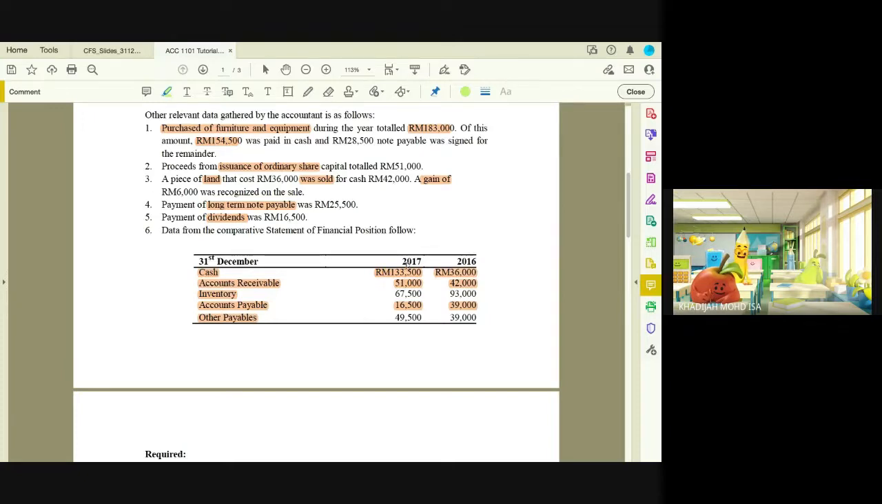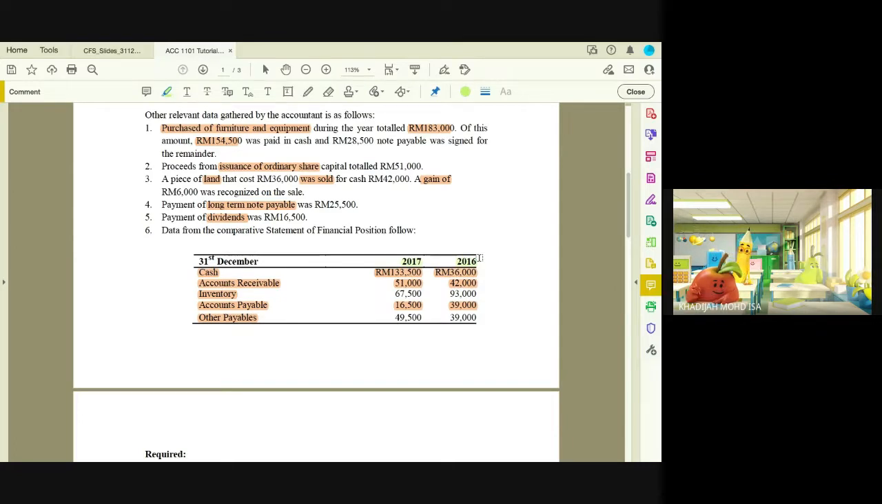You can see here is 2017 and 2016. Why do they give you this information? Because it shows the timing differences. You have balances as of 2016 and you also have balances as of 2017. What you're going to use this information for in your indirect method is to look at whether there is an increase or a decrease in the balances from 2016 to 2017 in your current assets or your current liabilities.